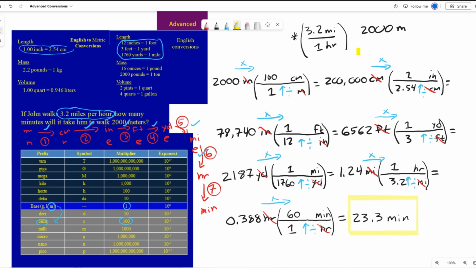So you can see with these larger, more complicated problems that using the factor label method and keeping all your units straight is very important. This helps you know when you're supposed to multiply, when to divide, and make sure that you end up with the units that you're supposed to end up with.